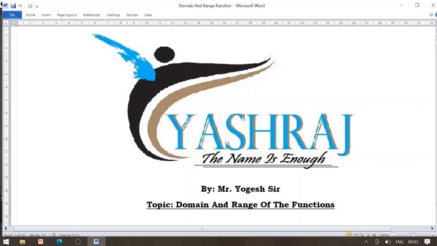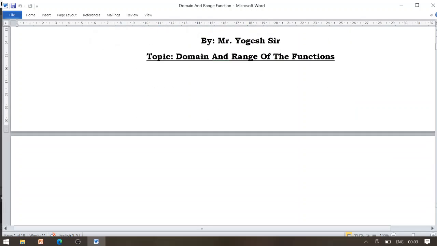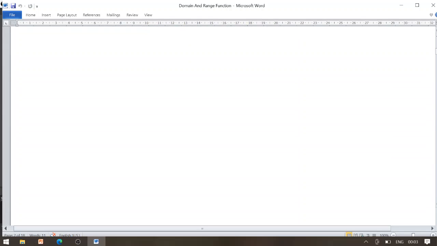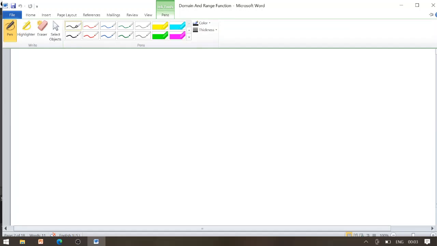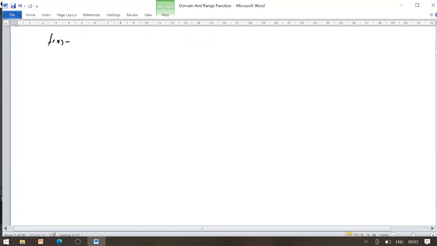In this lecture, we are going to discuss a few problems depending upon finding the domain and range of functions. So we have a function of the form f of x equals 1 upon root of 4 minus x square. We are finding the domain and range of the given function.